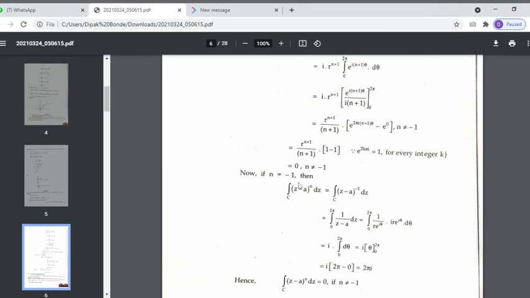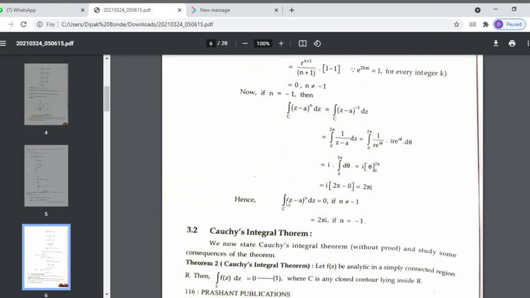If n = -1, then it becomes the integral from 0 to 2π of 1/(z - a) dz. So it becomes the integral from 0 to 2π of 1/(r e^(iθ)) times i r e^(iθ) dθ. That is i times the integral from 0 to 2π of dθ, which is i times 2π, that is 2πi. This is the answer. Hence the integral over C of (z - a)^n dz is 0 if n ≠ -1, and it is 2πi if n = -1.